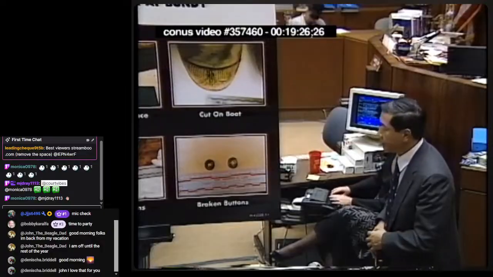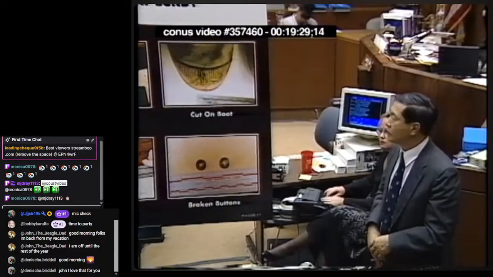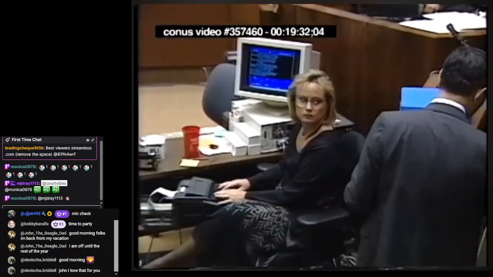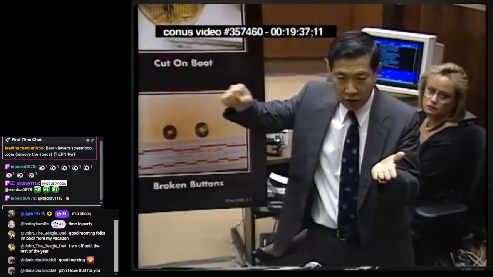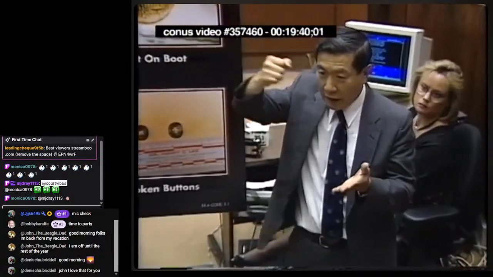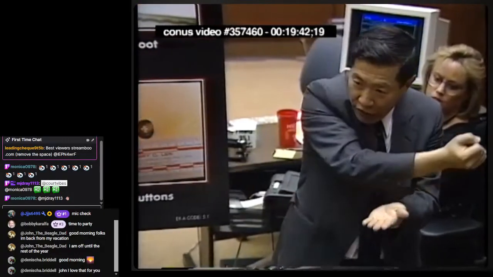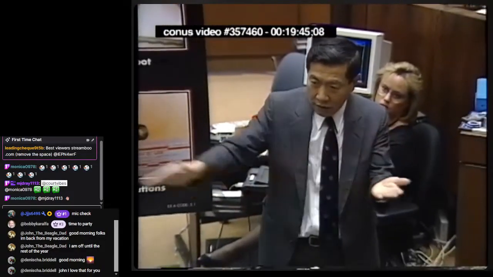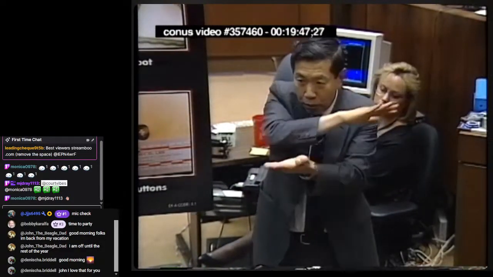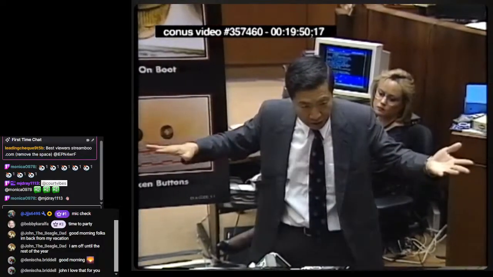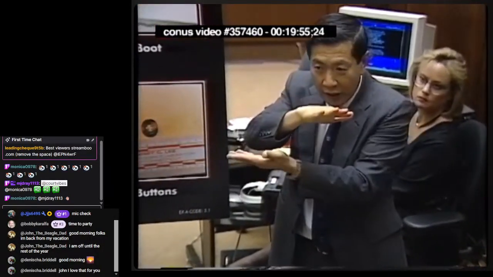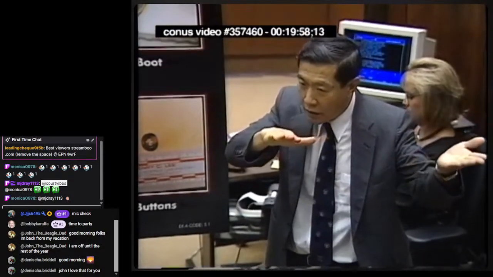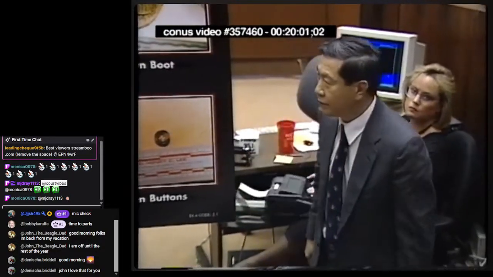With your hands, can you indicate how that could occur? Let's say my left hand is the sneaker and my right hand is the cutting instrument. It can be moving in one direction, or both can move in opposite directions. Or this cutting instrument is stationary, and the receiving surface is moving.